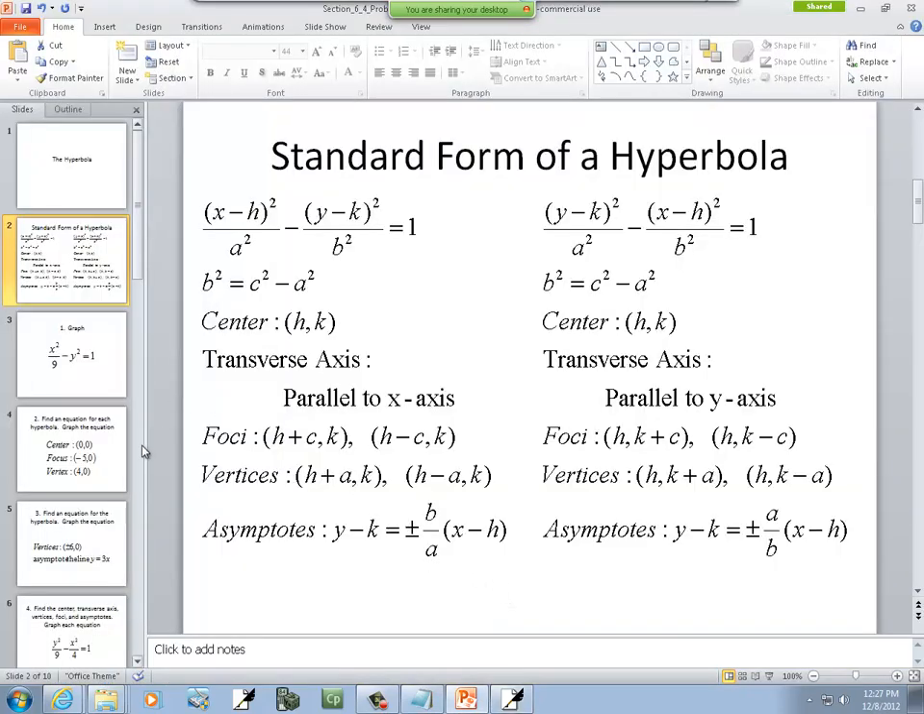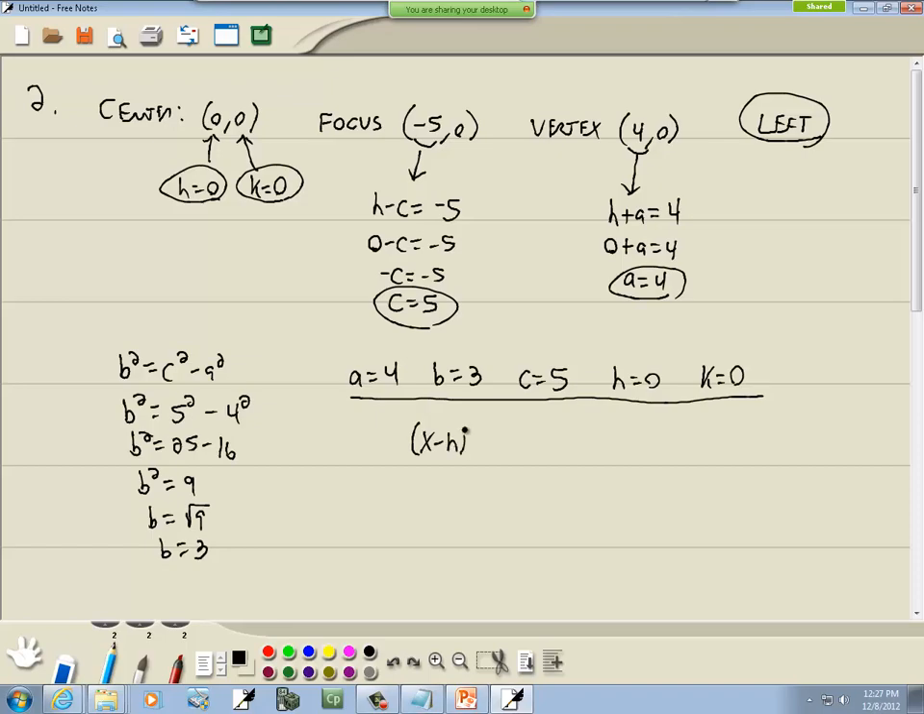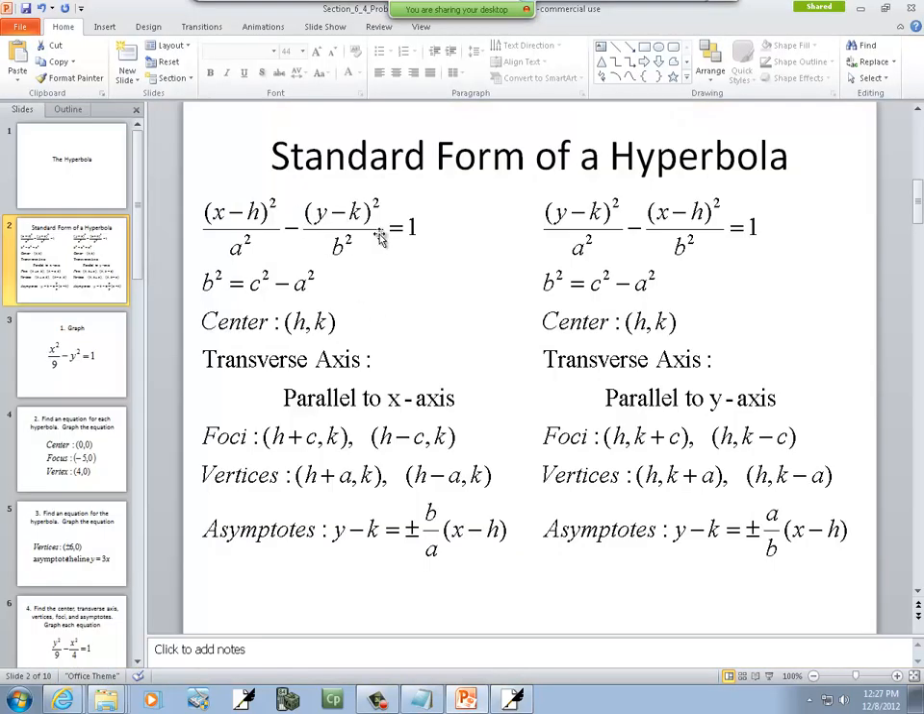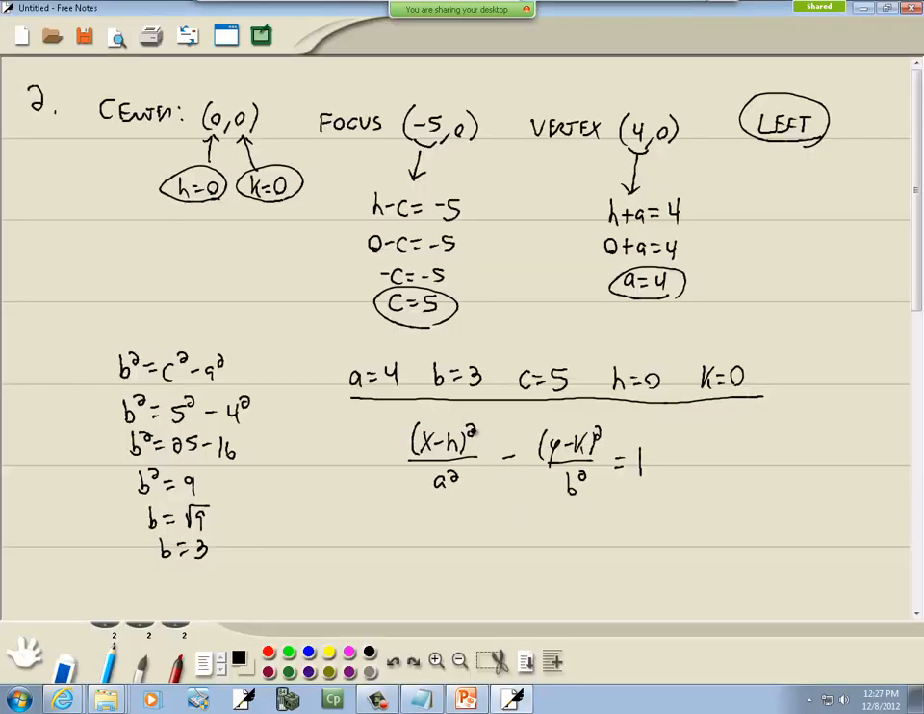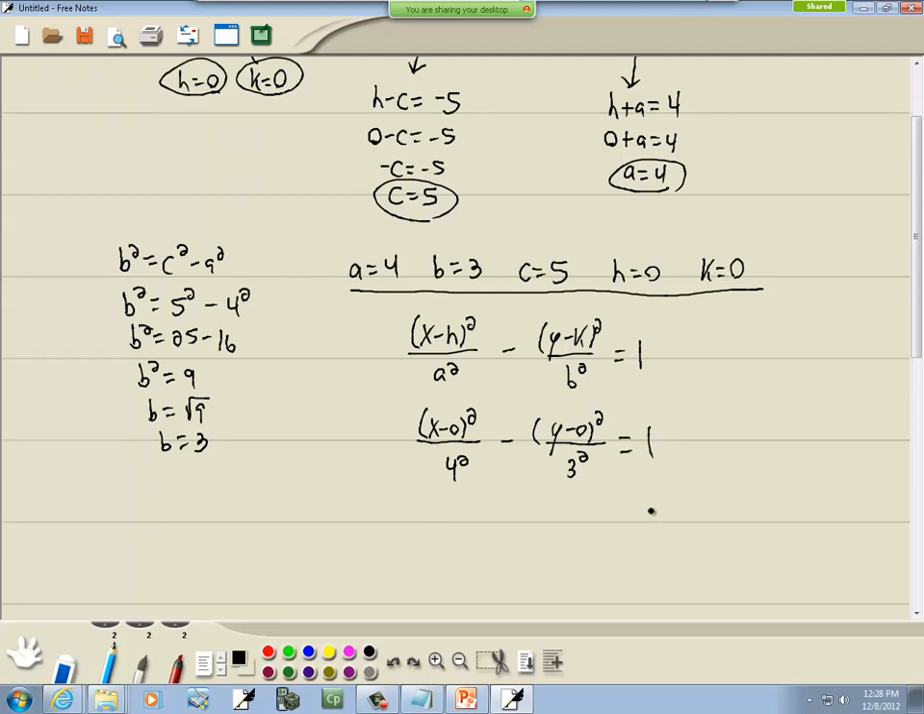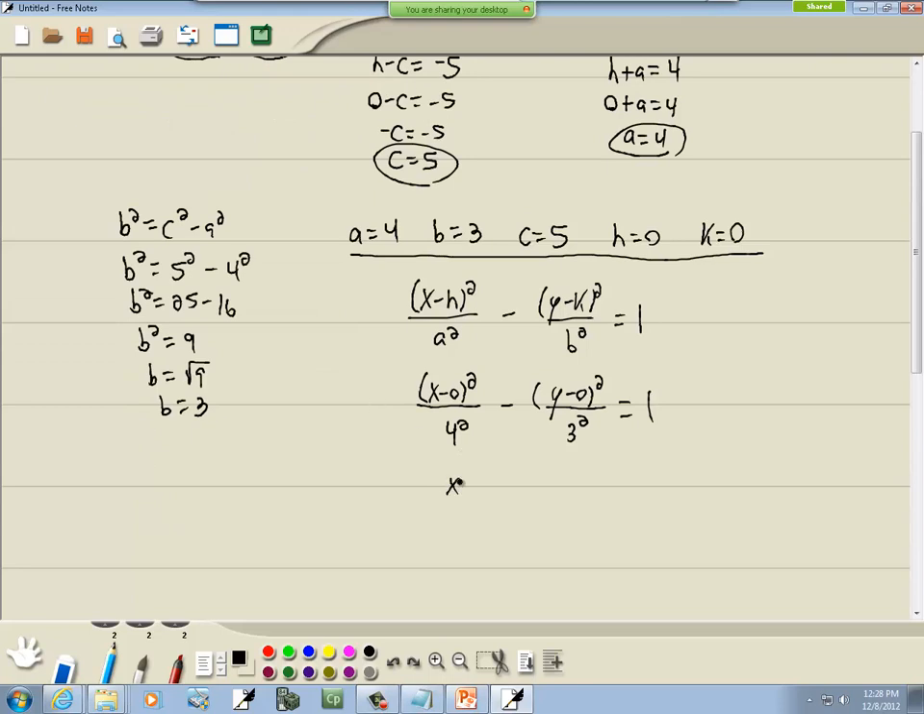I think they were asking us to find the equation. Well, we're doing the formulas on the left, so this is what it looks like. We got x minus h squared over a squared minus y minus k squared over b squared is equal to 1. That's just our equation. Let's plug in what we got now. h is 0. So we got x minus 0 squared over a squared, so 4 squared, minus y minus 0 squared over b squared, which is 3 squared, equals 1. So our equation is going to be x squared over 16 minus y squared over 9 equals 1.